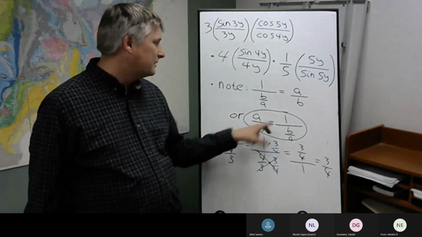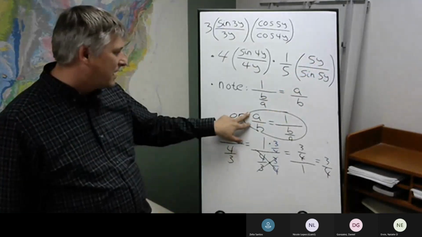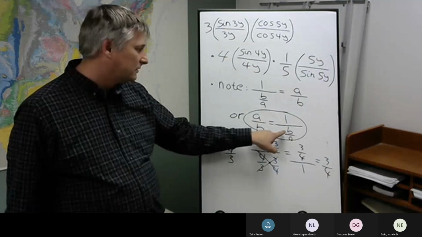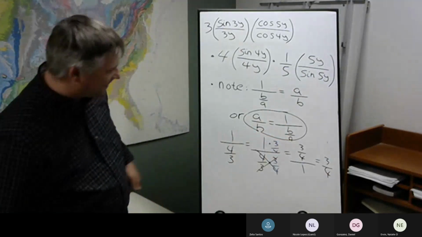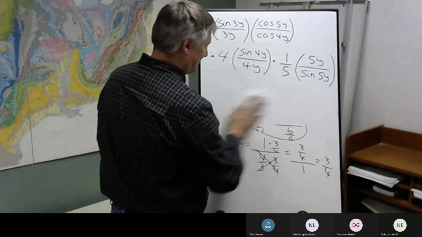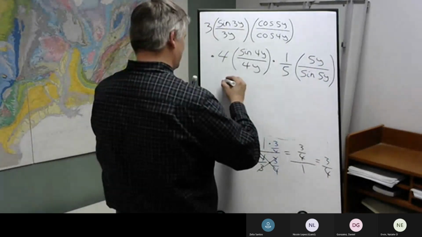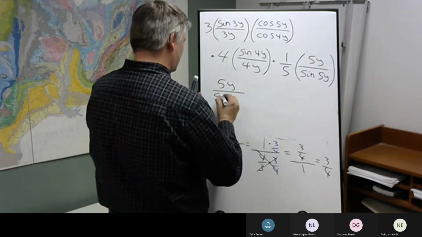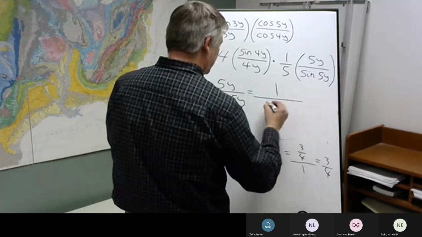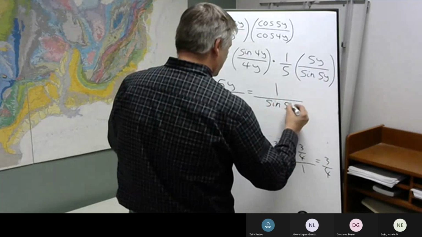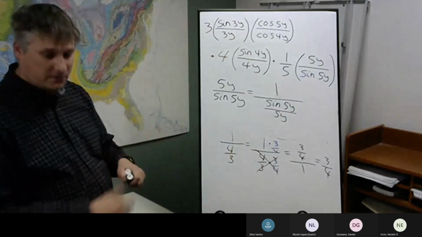We can rewrite 5y over sine 5y as 1 over sine 5y over 5y. So in other words, 5y over sine of 5y is 1 over sine of 5y over 5y. We can do that.